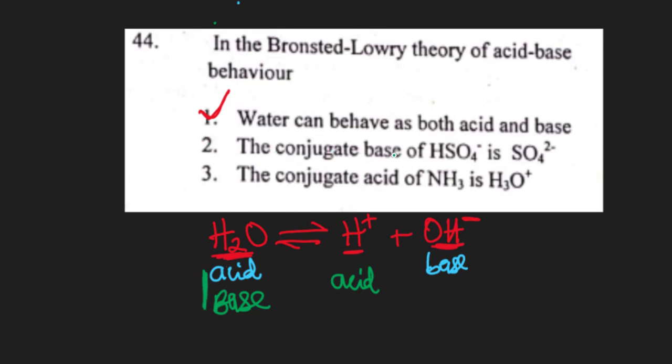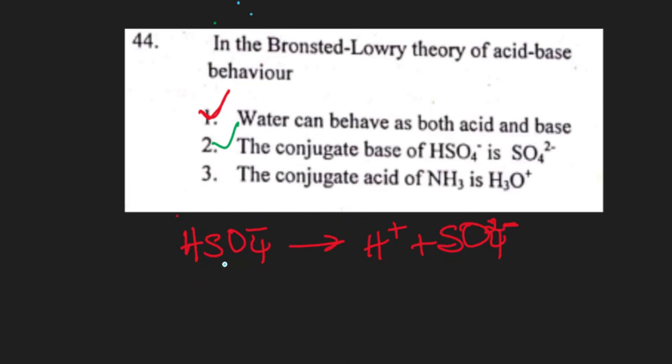2. The conjugate base of hydrogen sulfate is sulfate. Of course, this is a true statement. Let's see. So, the hydrogen sulfate loses a proton to form sulfate. So, an acid is a proton donor. This is the acid, and this will be the conjugate base. So, this is a true statement.